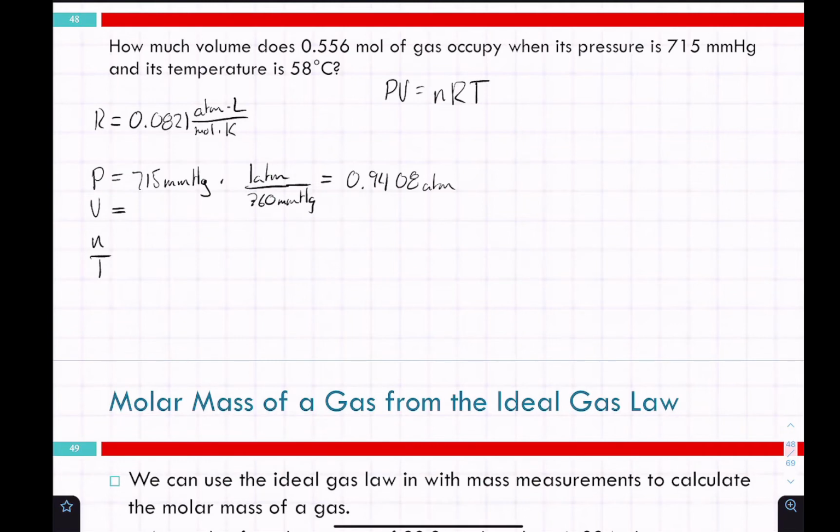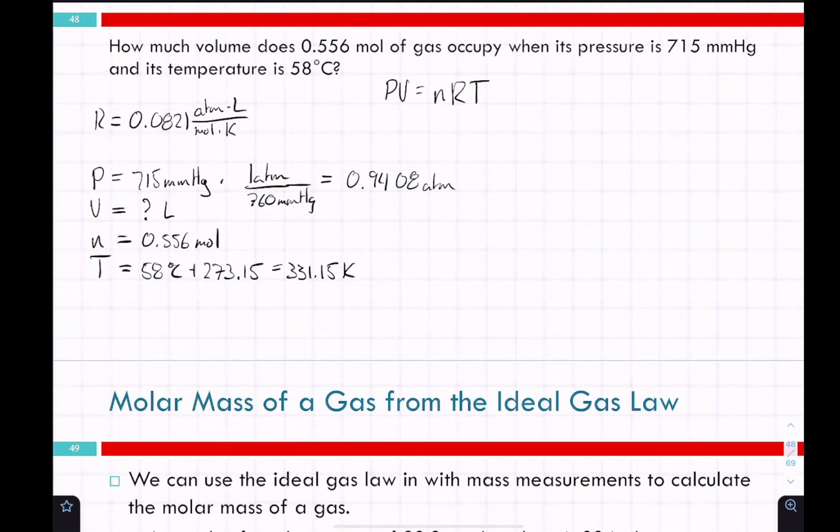And then our volume is what we're looking for. What will the units of volume be? Liters. And then N, what is N? N is the moles. Pressure, volume, temperature all start with the same letter, but N is moles. This is going to be 0.556 moles. And then the temperature, 58 plus 273.15, 331.15 Kelvin.